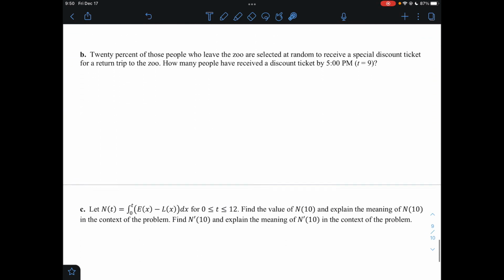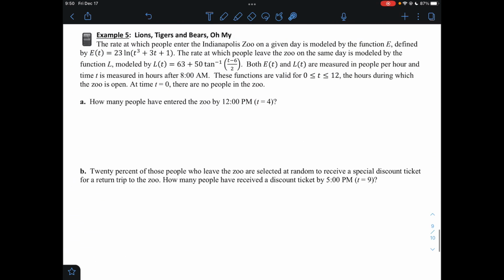Which brings us to our last problem, another calculator problem, example 5. The rate at which people enter the Indianapolis Zoo on a given day is modeled by the function E of t. The rate at which people leave the zoo on the same day is modeled by the function L of t. Both E of t and L of t are measured in people per hour, and time t is measured in hours after 8 a.m. These functions are both valid from 0 to 12, the hours which the zoo is open. At time t equals 0, there are no people in the zoo, obviously, because it's closed. At least no customers in the zoo.